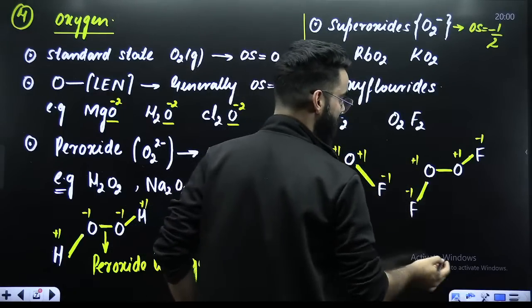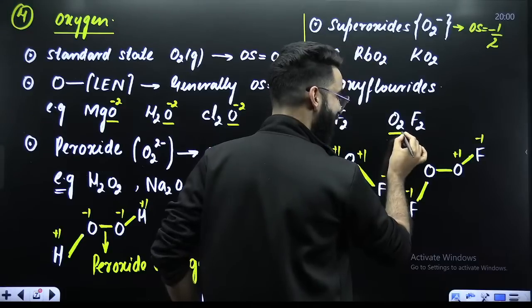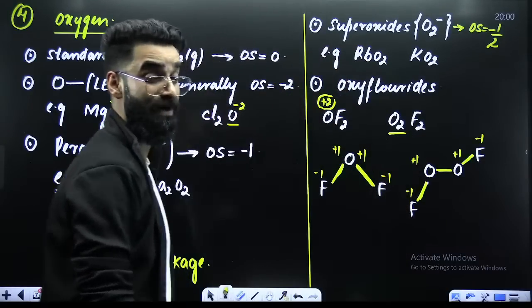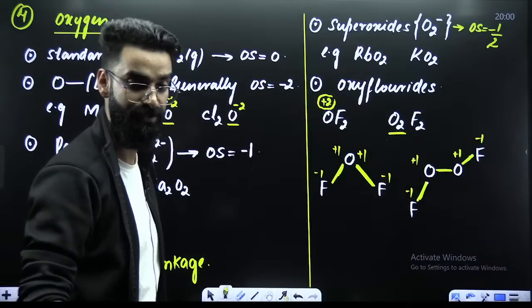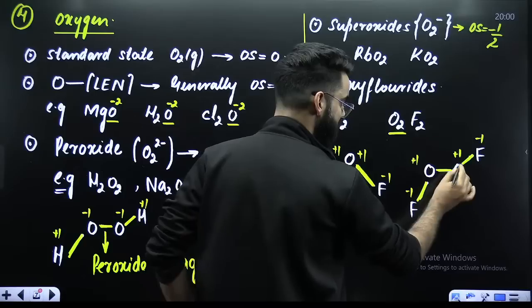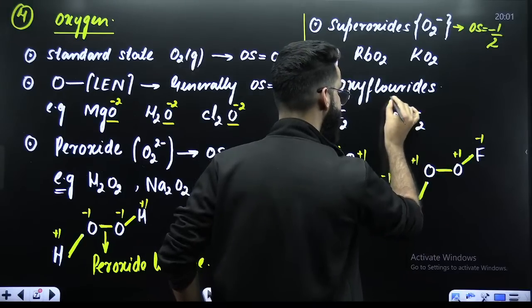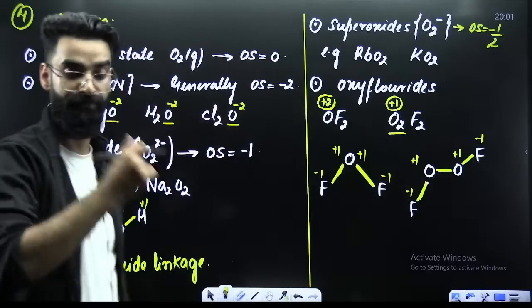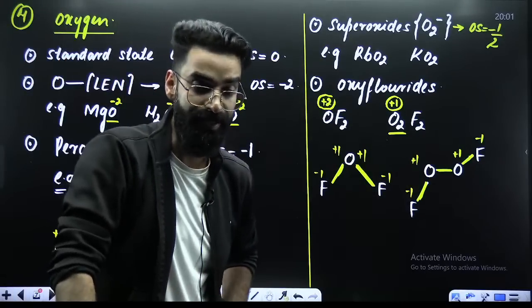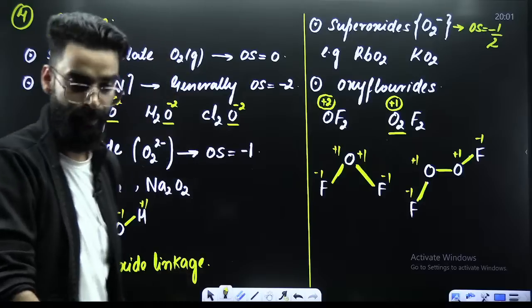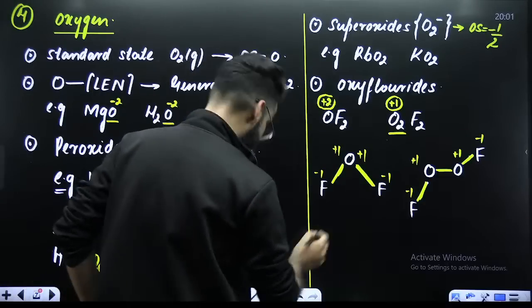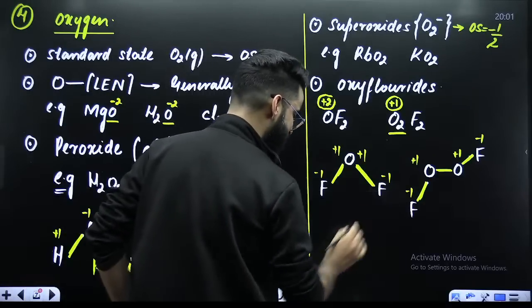Now, if I ask you what is the oxidation state of oxygen here, that means I'm asking what is the charge present on one atom of oxygen. Check it out. The charge present on one atom of oxygen here is +1. So the oxidation state of oxygen in case of O2F2 is definitely +1. Now, does oxygen show some more oxidation states?